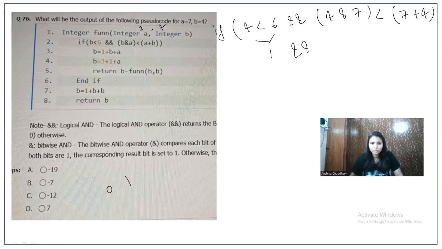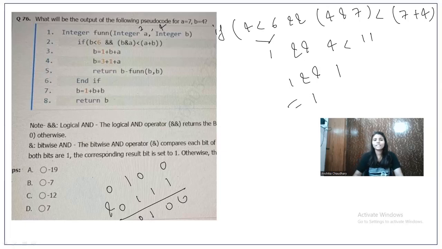And 4 and 7, let's find out. 4 is 0 1 0 0, 7 is 0 1 1 1. So let's find the AND of these: 0 1 0 0. So it will become 4, which is less than 7 plus 4, which is 11. So 1 and 1 will become 1 only. So the condition will become true.